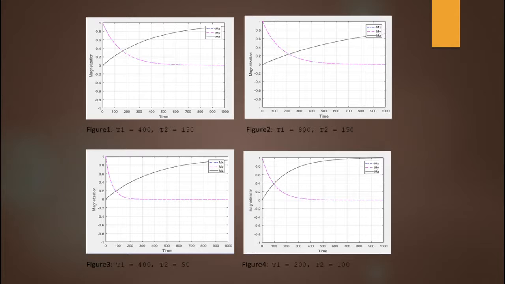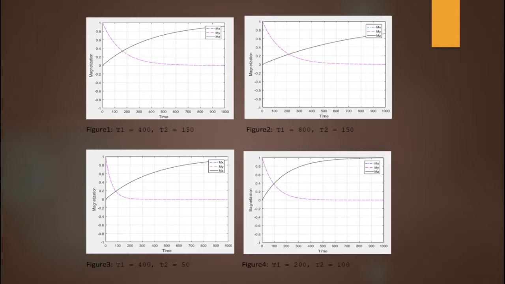When figure 1, figure 2, and figure 4 are compared, it can be seen that when T1 decreases, MZ can reach steady state early. When figure 1, figure 3, and figure 4 are compared, it can be seen that when T2 decreases, MXY can reach steady state early.